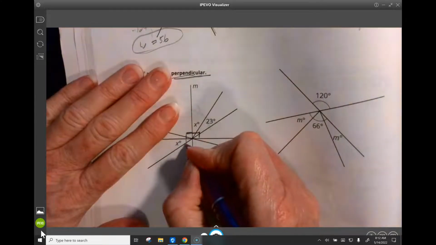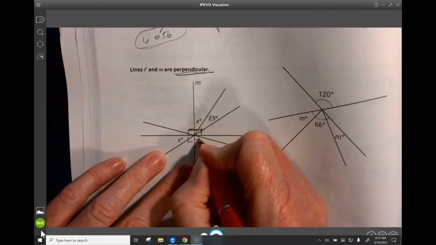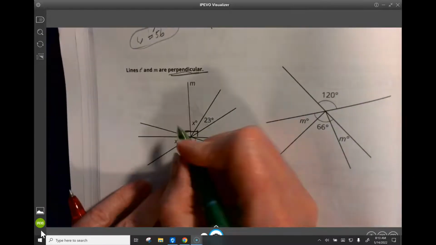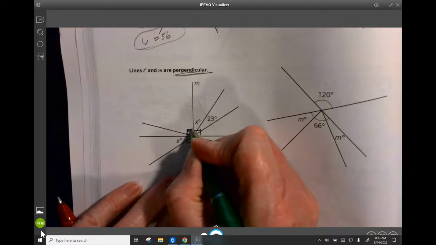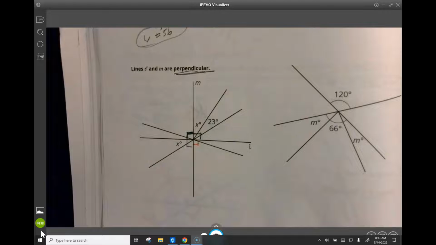So this is a right angle. And this is a right angle. These are all right angles in different colors so that you can see that. Those are all right angles. Okay, now that we know that, let's go through and see what we can say.